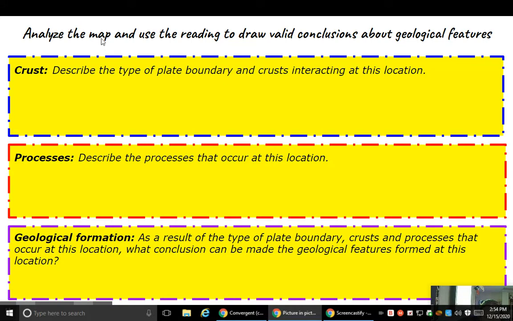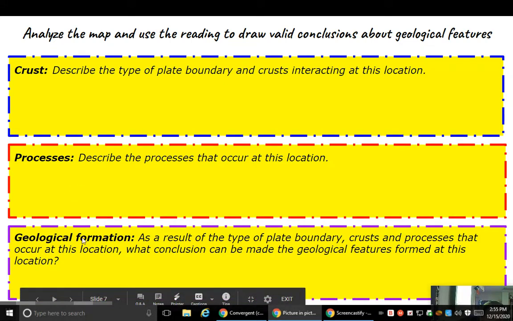So let's analyze the maps that we just looked at and use the reading to draw valid conclusions about geological features. So the crust that we're talking about is a convergent plate boundary where we have a continental crust and a continental crust converging, coming together. So describe the process that occurs. You have the continental crusts coming together, okay, and they have nowhere to go but up. So your geological formation forming would be mountains, folded mountains.